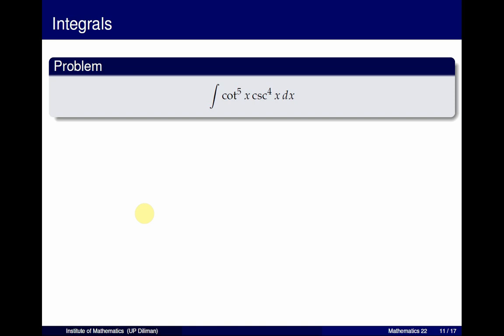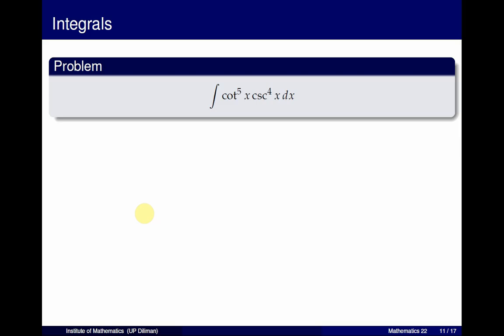Integral of cotangent to the fifth of x cosecant to the fourth of x dx. Now notice this is the case where you have an odd power of cotangent times an even power of cosecant. So what do we do here? In the lecture video, there are two ways to deal with this.